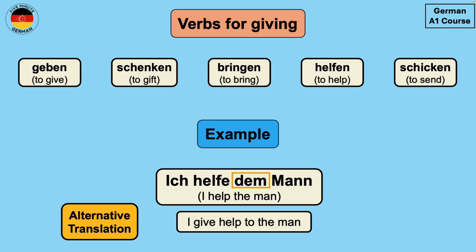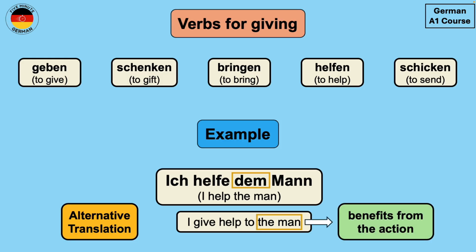When you translate this sentence like this, it becomes easier to recognize the subject, object, and indirect object. So I am the subject over here, help is being given, so it is the object, and the person who is benefiting from it is the man. So you know that the man is the indirect object. Whenever you want to find the dative, you can also try this alternative translation to find the indirect object. However, it might not work in all cases, but in some cases it will work and will help you identify the dative.